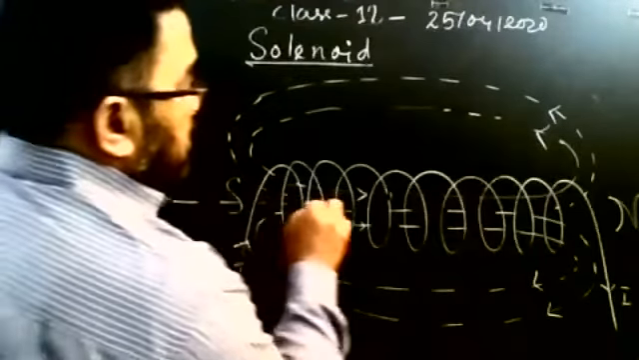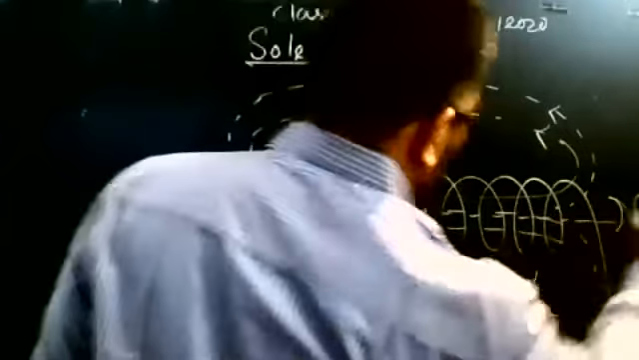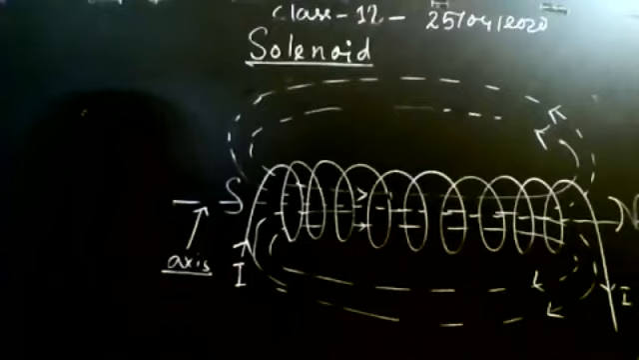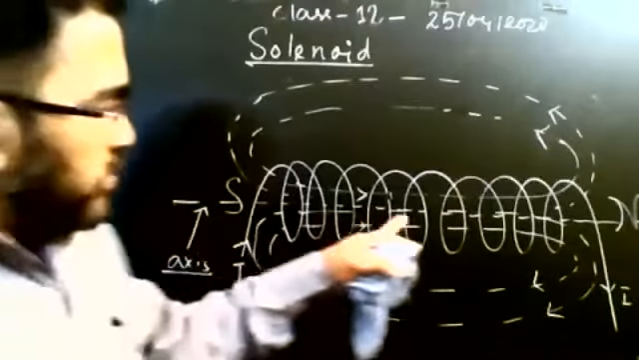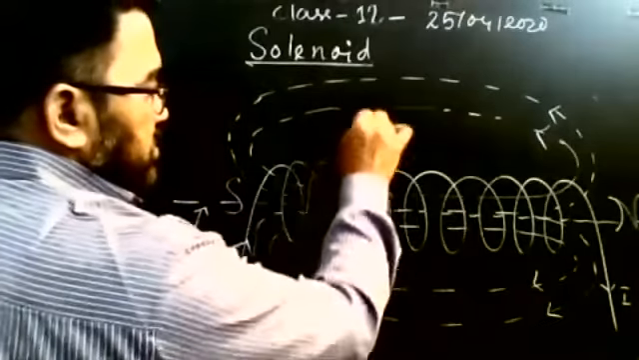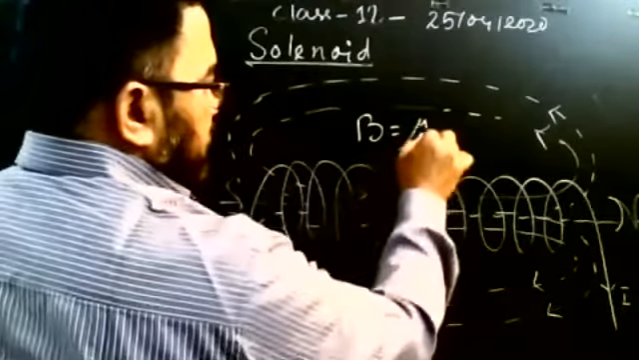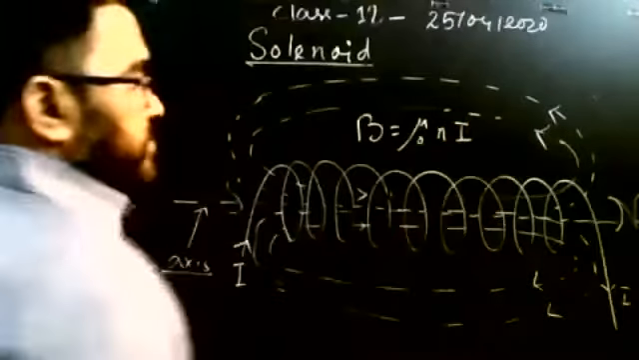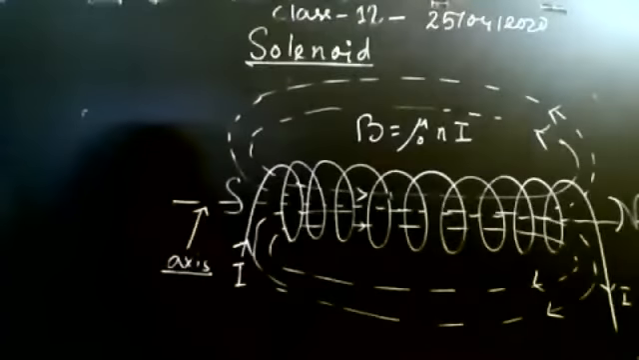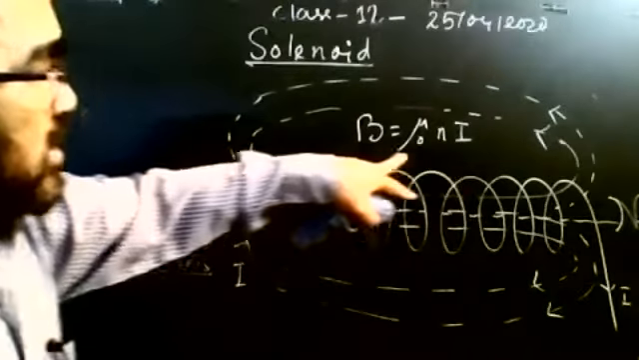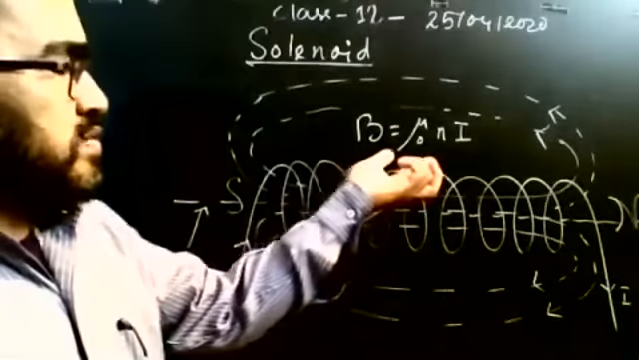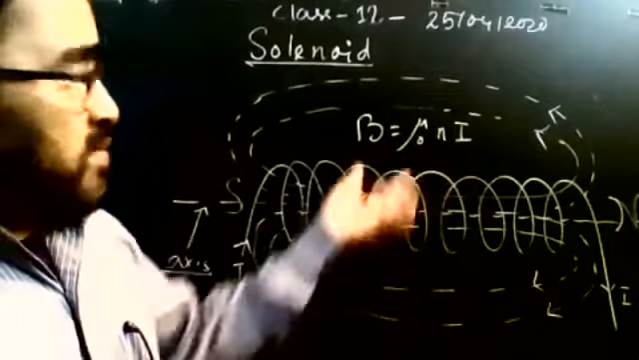If you imagine an axis, suppose this is the axis of the solenoid, then at any point on the axis inside the solenoid, the magnetic field will be given by mu naught n I. The whole deduction is not required, I think. The value of the magnetic field is required to solve problems. I'm discussing what a solenoid is and what magnetic field it produces.